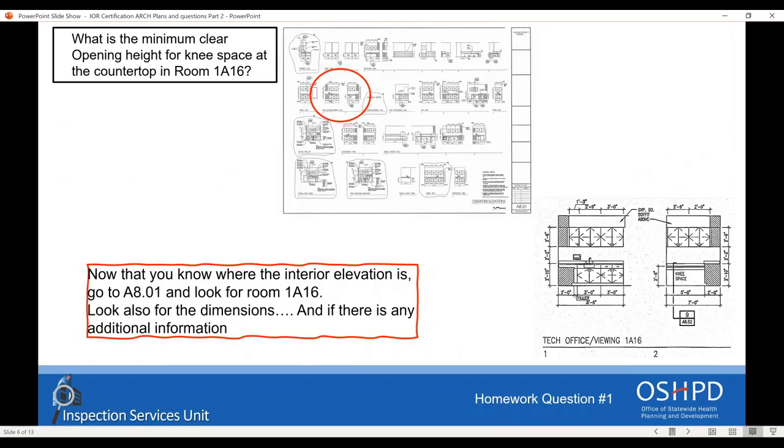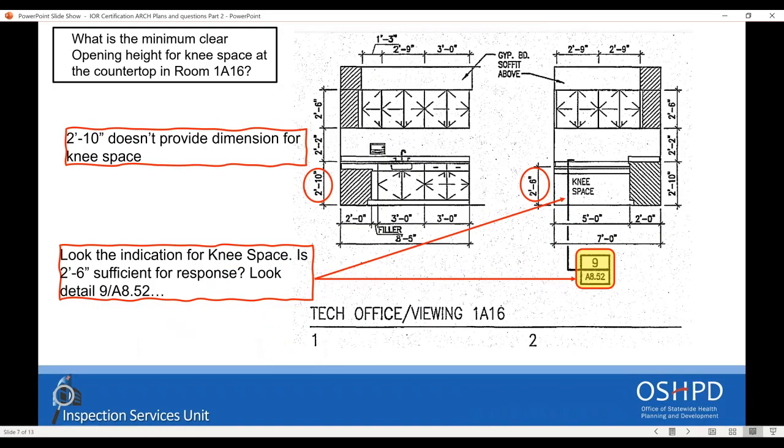Now that you are on the detail, look for the interior elevation for the specific room 1A16, and it is detail 1, right? So once we go there, you look at the interior elevation and remember to pay attention to the additional information, and remember the question doesn't ask you the countertop height, but asks you for the knee space clearance.